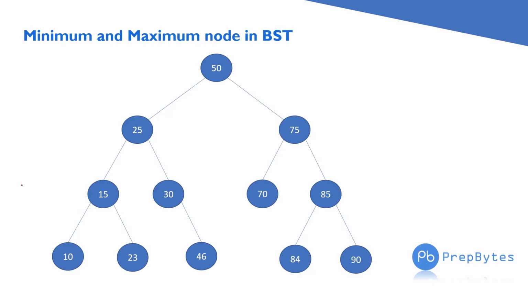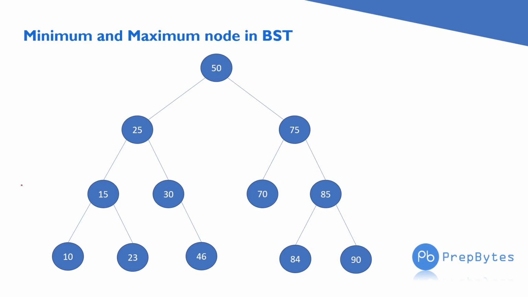Hello and welcome. So we have seen what is insertion in a tree and how to do a deletion from a BST tree, correct? We have seen that. Now we will see how to find the minimum and the maximum node in the BST tree. Okay, so first of all, let me throw a question at you. How can you find the minimum and the maximum element?